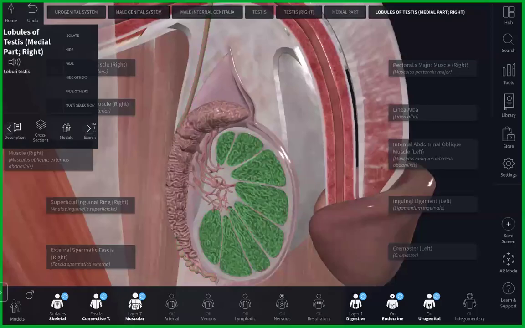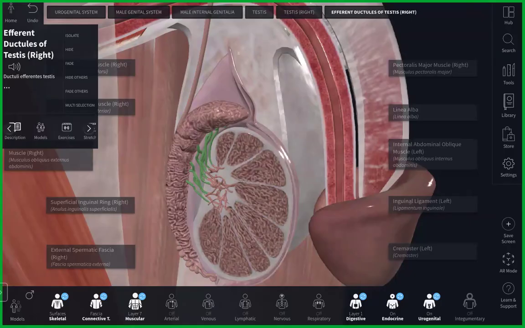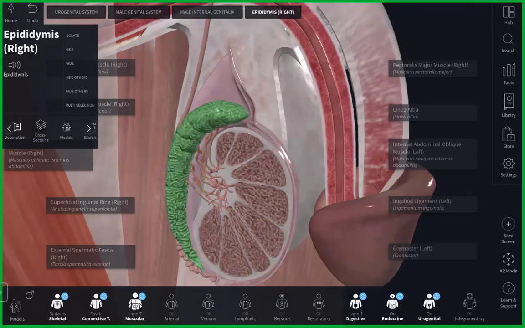So these are our lobules of testis. Just see. Then we have the rete testis. Then we have the efferent ductules. Then we have the epididymis. Then we have the ductus deferens. Then we have the seminal gland. Then we have the ejaculatory duct. And this is the pathway of sperm.